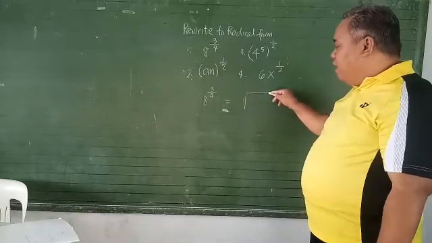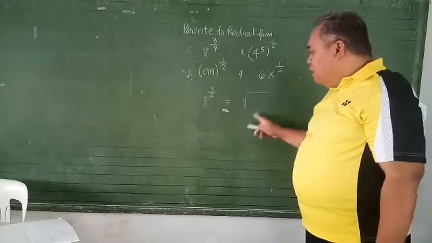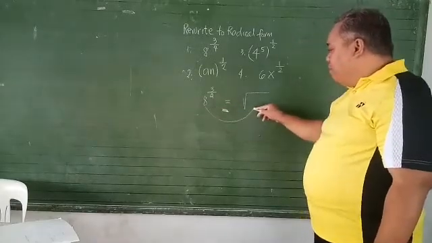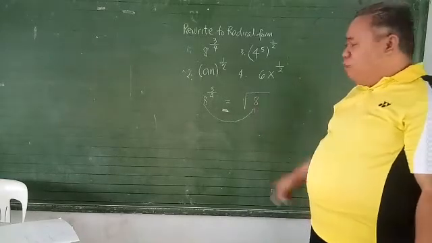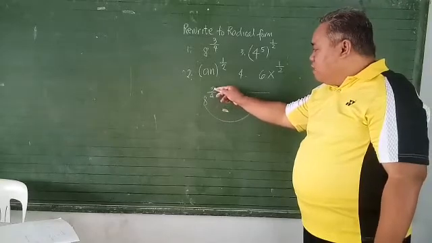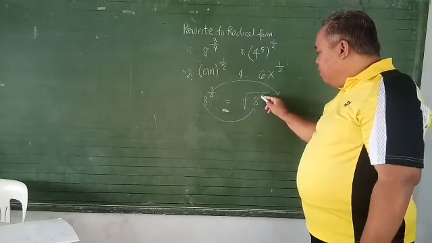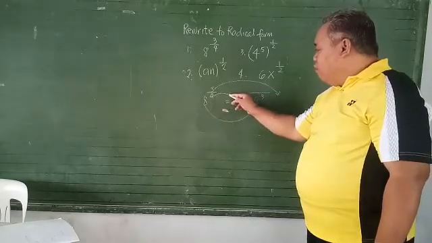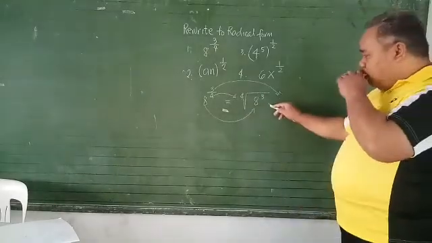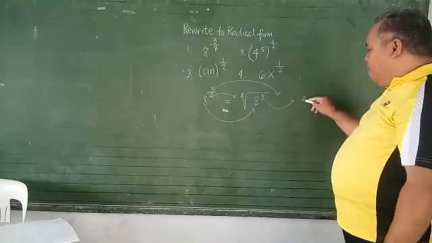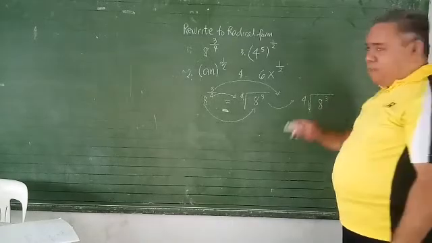You're going to write first a radical sign, and then that base will become your radical. The base should be the radical. And what will happen to this numerator, this 3? This will become the exponent. And this 4, this will become the index. So if you're going to write this clearly, we have here the fourth root of 8 cubed.